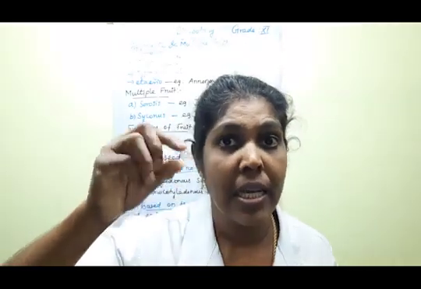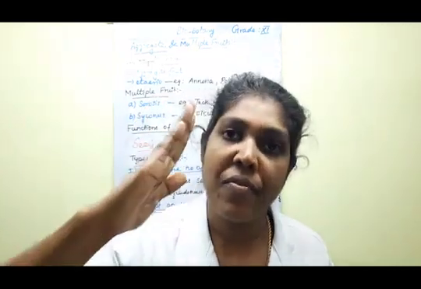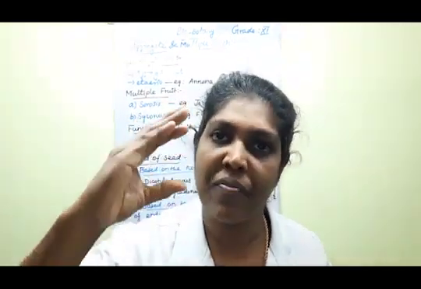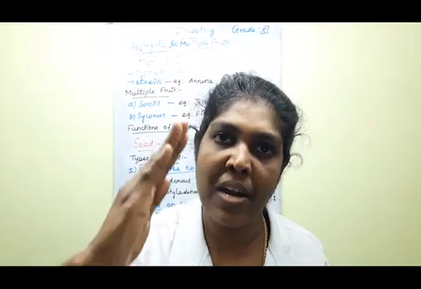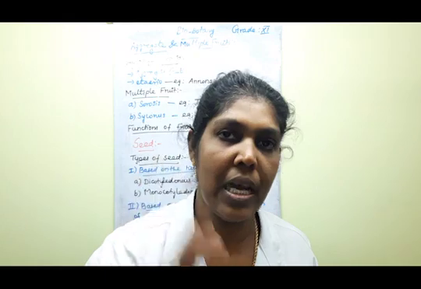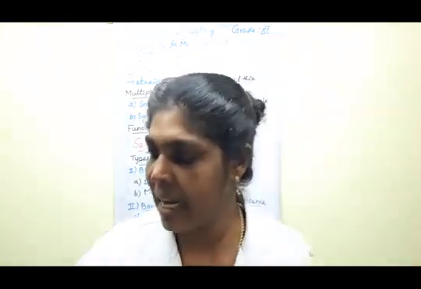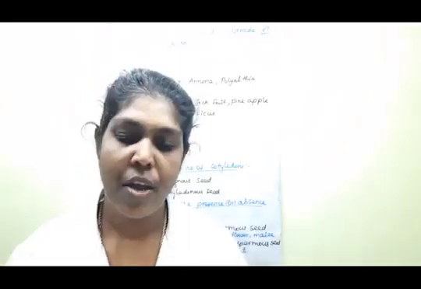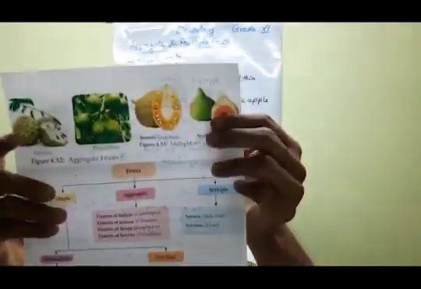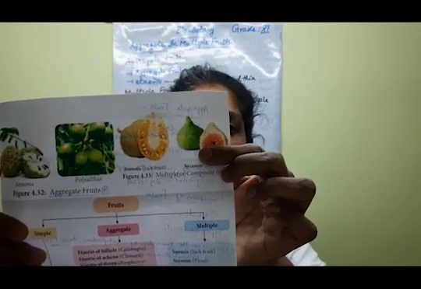Which part forms the syconus type of multiple fruit? Very good, it develops from the female flowers of the hypanthodium inflorescence; only from that region does this type of fruit develop. Clear, children? The best example of this fruit is the Ficus fruit. Okay, this is the last picture. So this one is the example for syconus fruit.